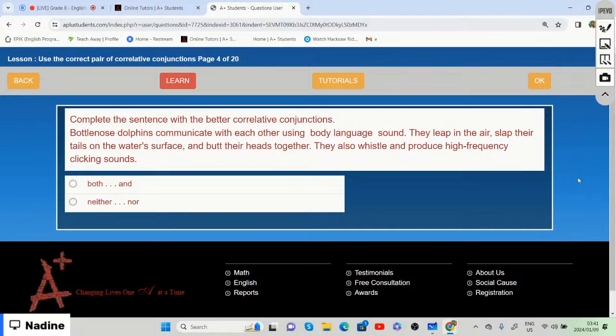All right, so we're going to choose the correct correlative conjunction to complete the sentence. And we'd say both bottlenose dolphins communicate with each other using both body language and sound. And they leap in the air, slap their tails on the water surface, so we either need to choose both or and, or choosing neither nor.